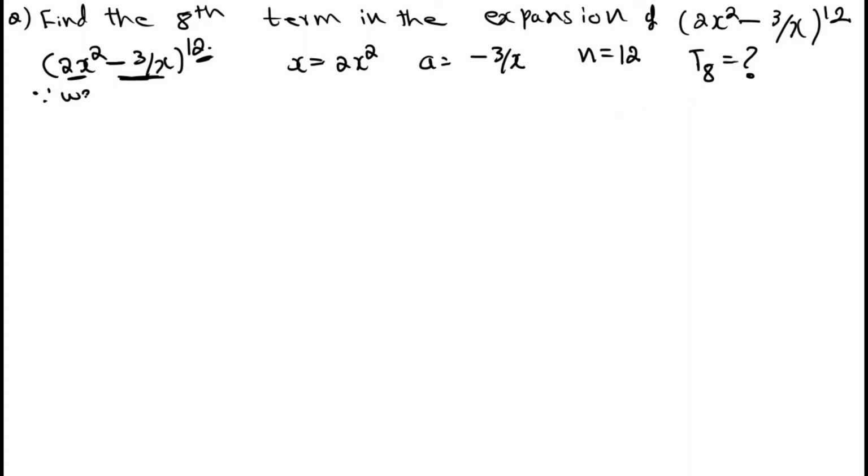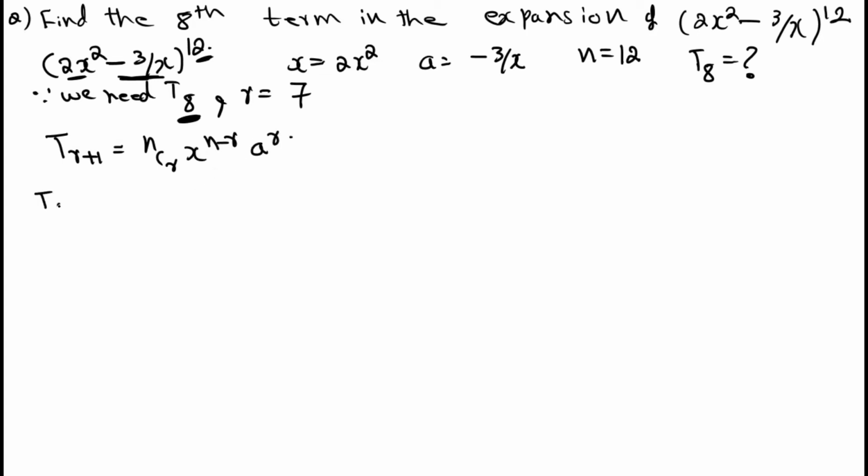Since we need to find T8, what is R value? R value is 1 less than the required value. Here R value equal to 7 you need to take. Okay, then write the formula. It's very important. While solving the problem, you need to write the formula of TR plus 1. So TR plus 1 equal to NCR into x to the power n minus r into a to the power r. Then question is T8. You need to write T8 in terms of TR plus 1. That is T7 plus 1.